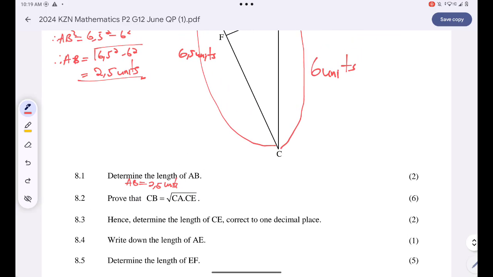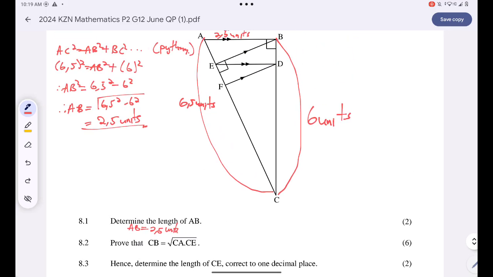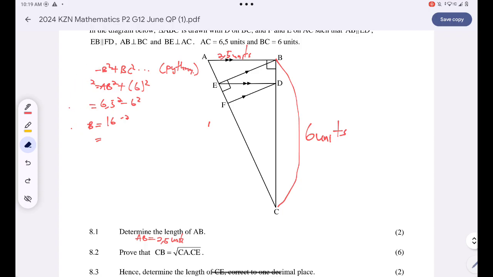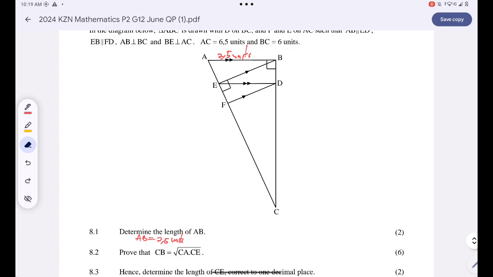Okay, now I'm supposed to prove that CB is equal to the square root of CA multiplied by CE. We are going to prove this thing, guys, by using similarity. We should check two triangles that have side CB. So CB has to be a common side for those two triangles.